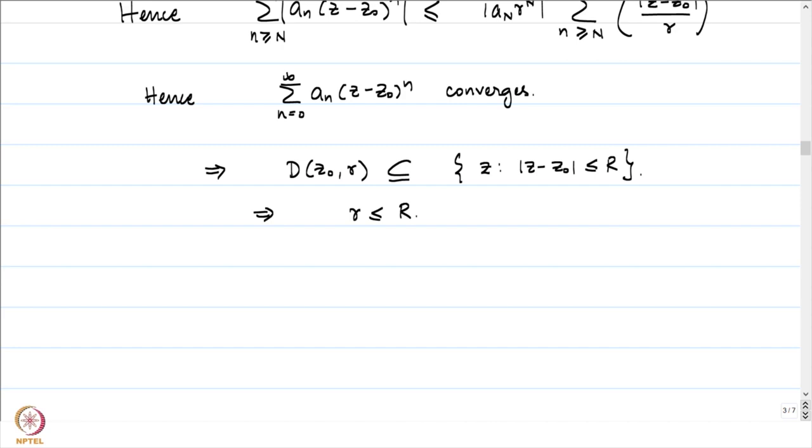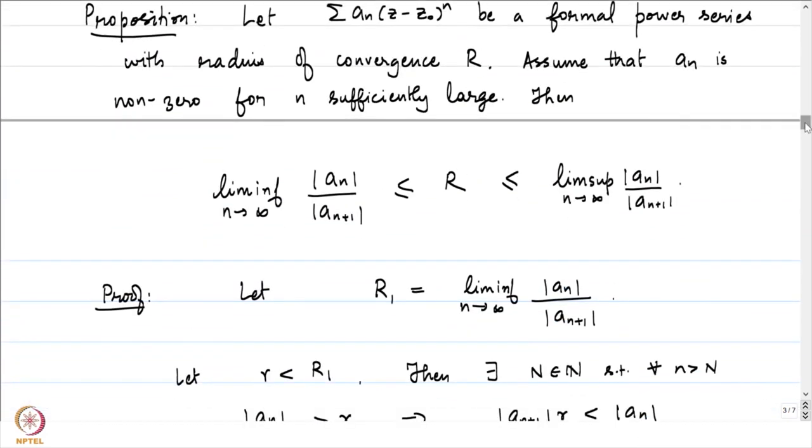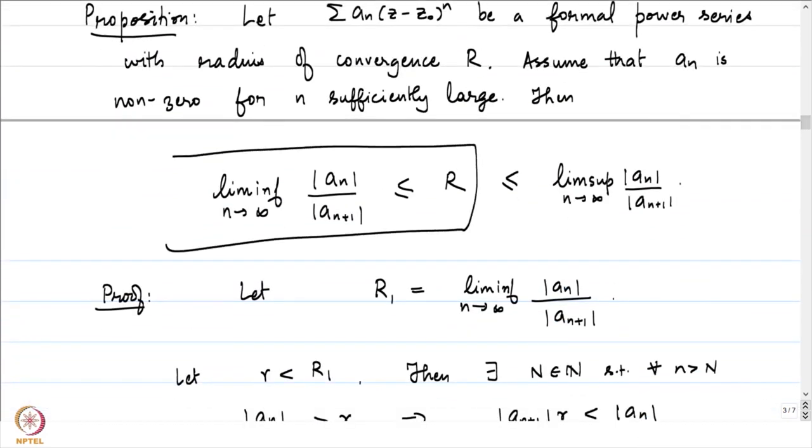We have shown now that for every r less than R1, r is less than or equal to capital R. Since this is true for all r less than capital R1, we have R1 is less than or equal to capital R. And that is precisely what we had started. This is the inequality that we have just proved.